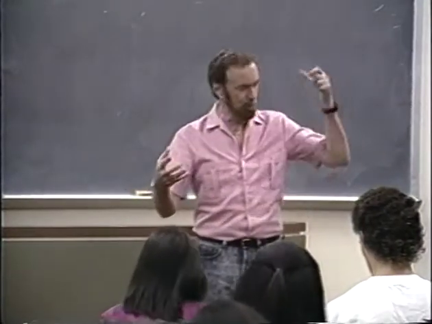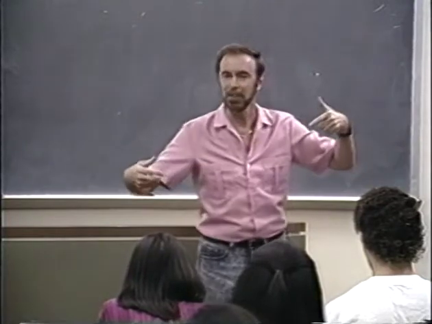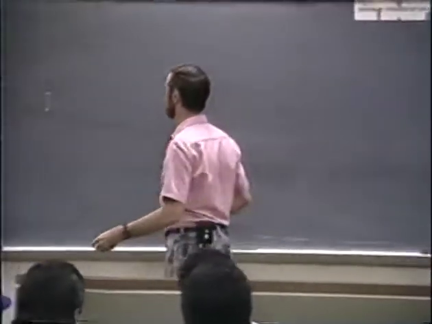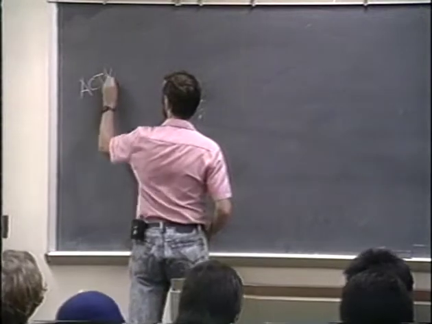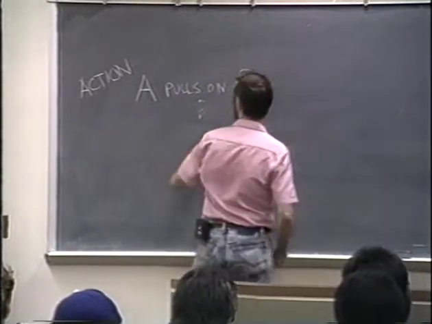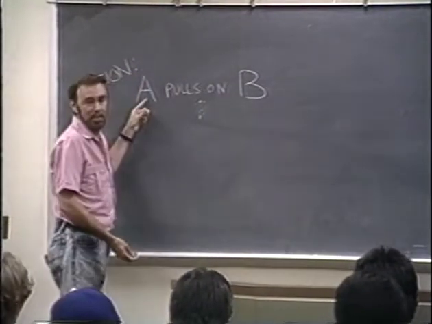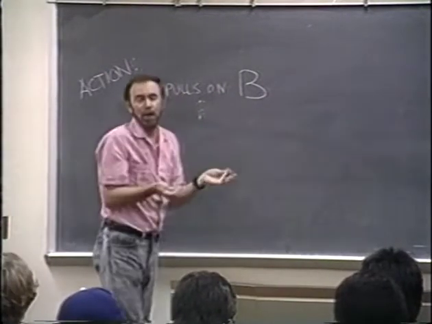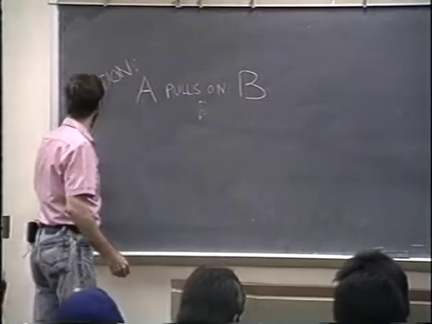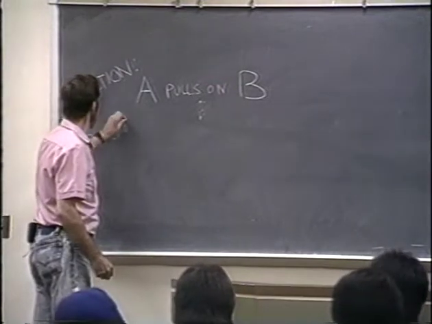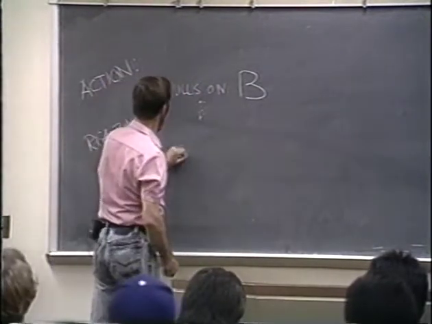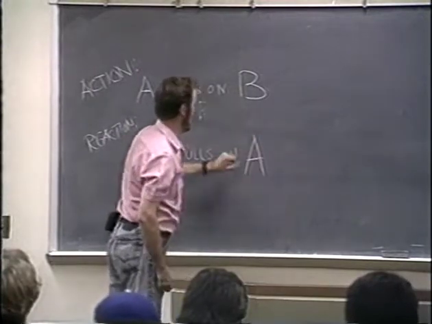If body A pulls on body B, call that action. Then reaction is body B pulls on body A. It's that simple. Let's put that up here. If action is A pulls on B, A could be the Earth. The Earth pulls on the moon. And we call that the reaction. Reaction is just, whoop, switch them around. B pulls on A. It's that simple.